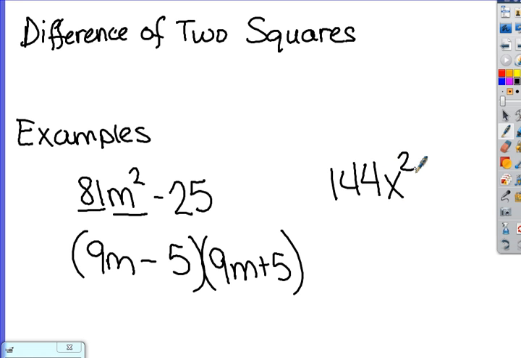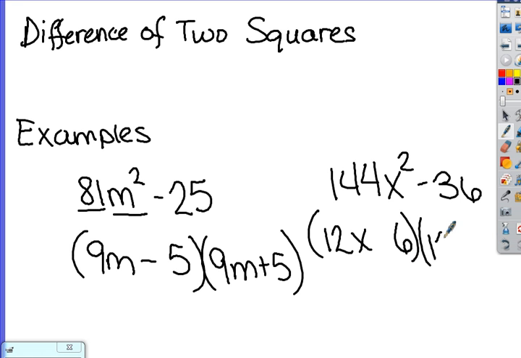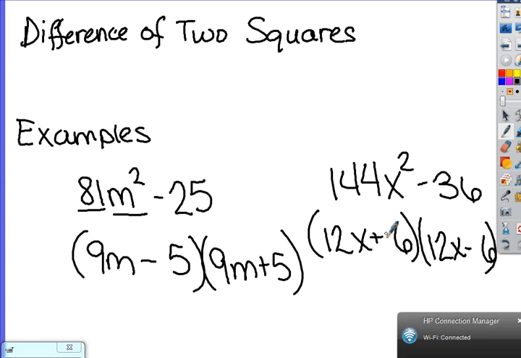144x squared minus 36. We're taking the square root of each term. So the square root of 144 is 12. The square root of x squared is x, and the square root of 36 is 6. Now we're going to have two binomial pairs. The pairs are the exact same. The only difference is one is positive and one is negative. That is finding the difference of two squares. Let's do one more example.